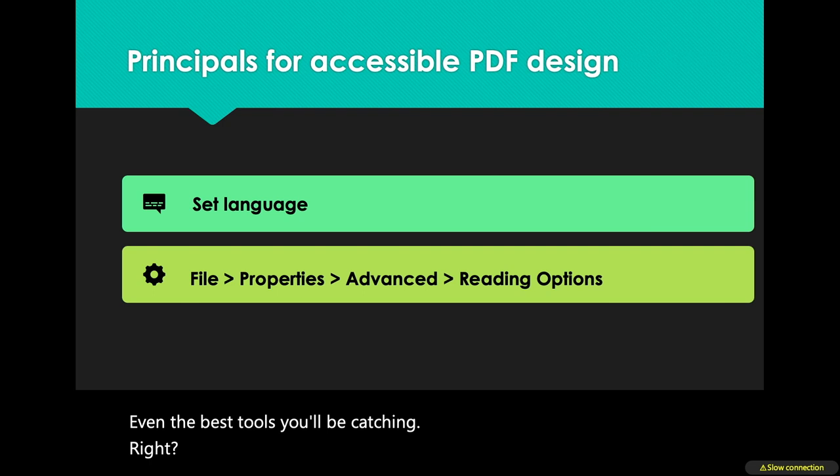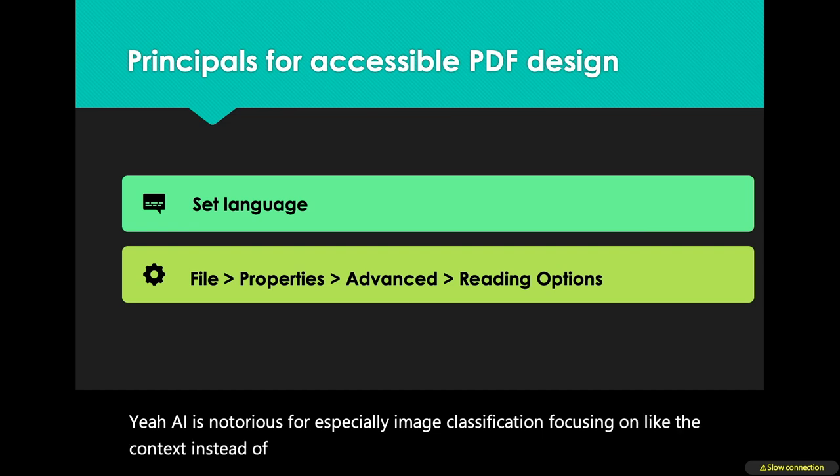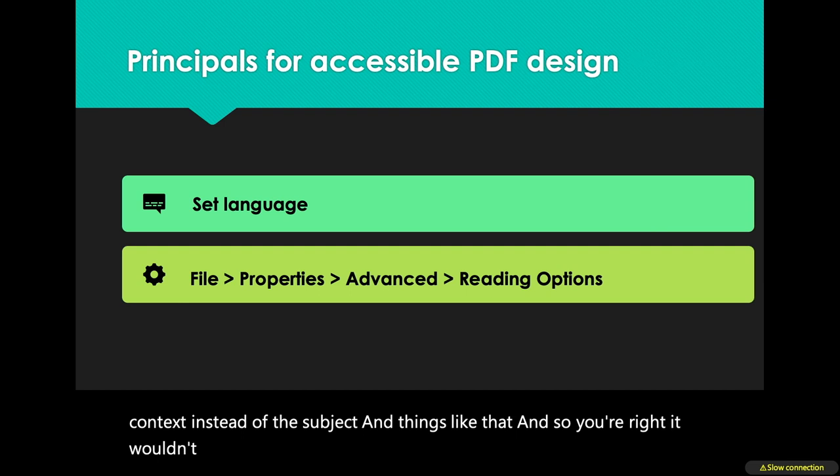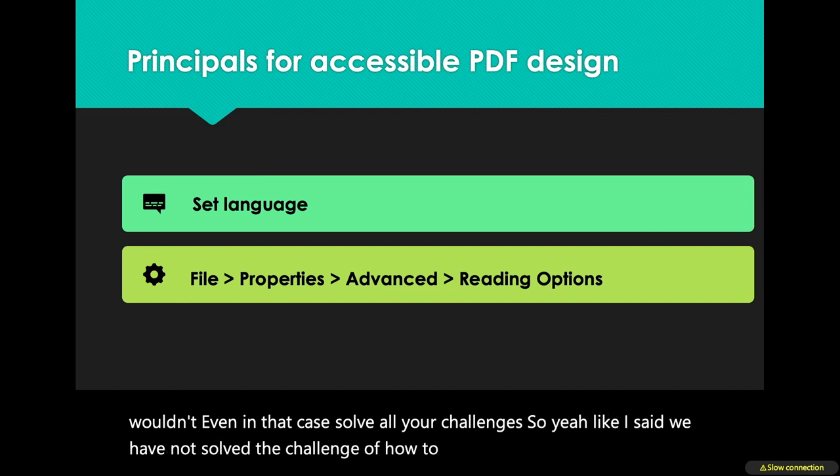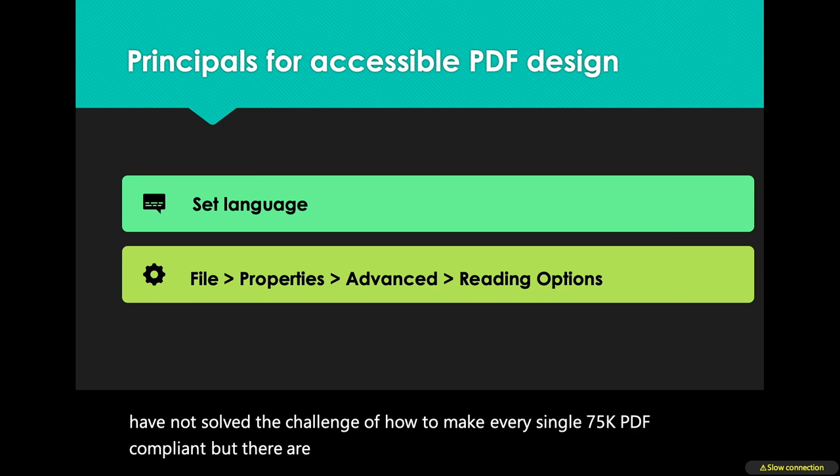Yeah, AI is notorious for, especially image classification, focusing on the context instead of the subject. And so you're right, in that case it wouldn't even solve all your challenges. Like I said, we have not solved the challenge of how to make every single 75K PDF compliant, but there are ways to move it into the future where it is compliant and more accessible. And then, sorry, you were going to say one more thing?